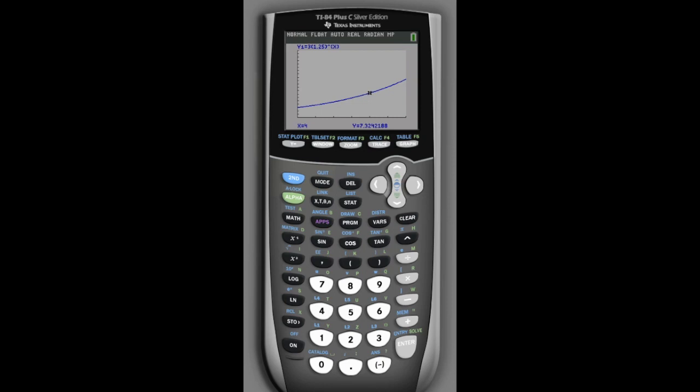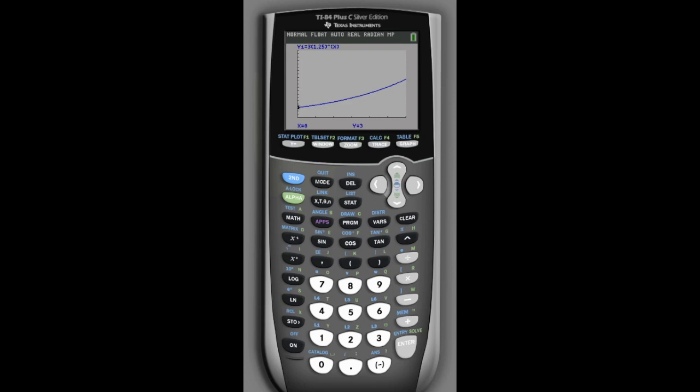What's the y-intercept? Okay, well, the y-intercept, I'm going to press second trace again to get back into this menu here. The y-intercept occurs where the x value is equal to 0. So I'm going to do value again, and I'm going to plug in 0. And we get 3.